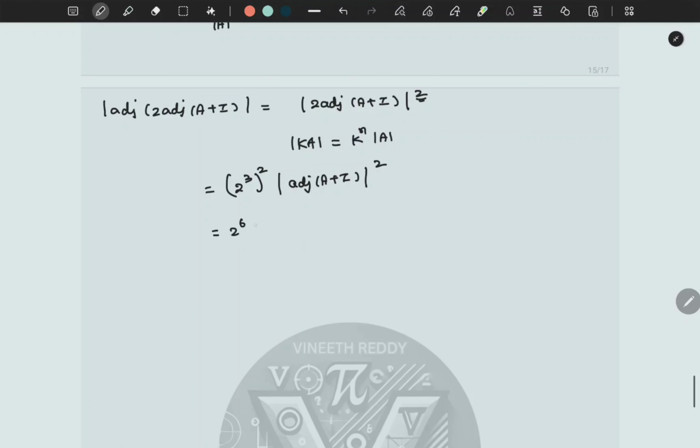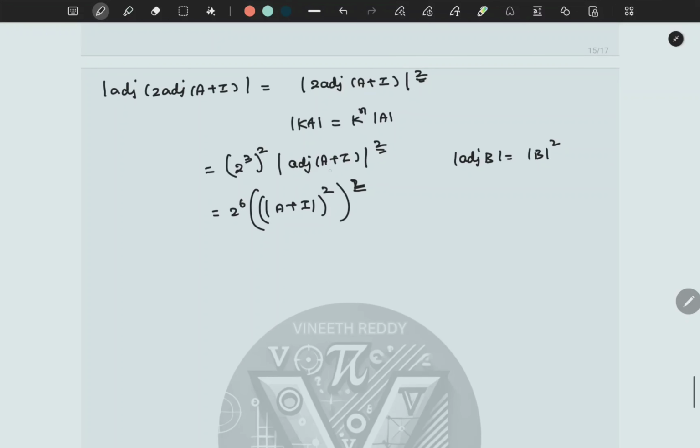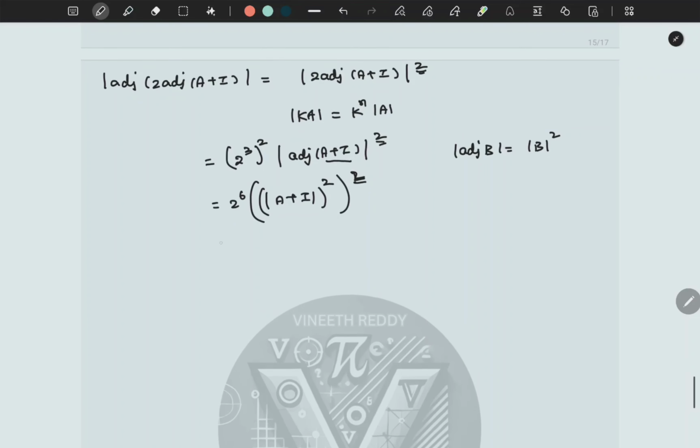So it will be 2 to the power 6 into determinant of adjoint of something, which is determinant of that something whole raised to the power 2, again whole raised to the power 2, because we do have a 2 here. I hope you understood this, because determinant of adjoint B will be determinant of B whole power 2, because n is 3 here. So we get 2 power 6 into determinant of A plus I whole raised to the power 4.